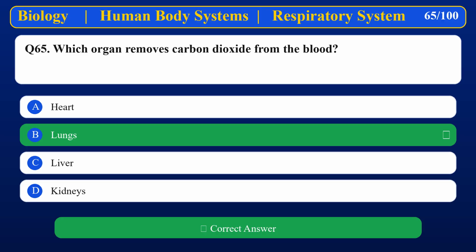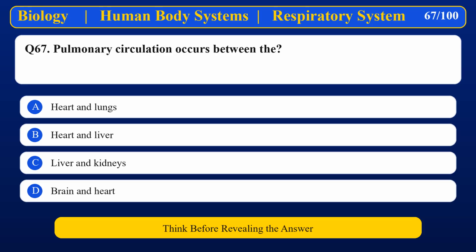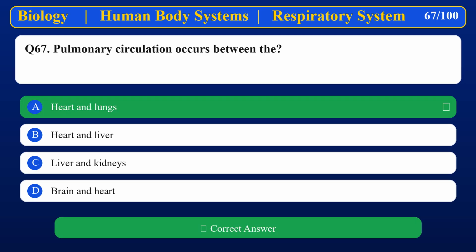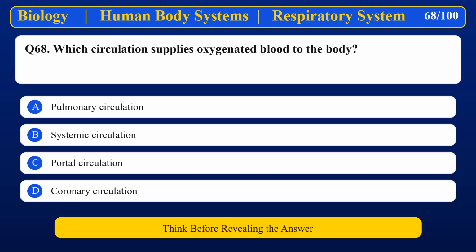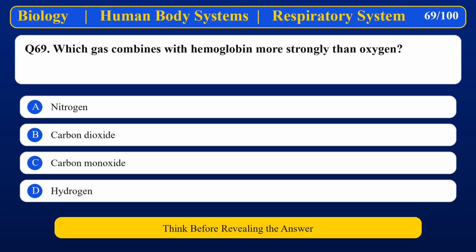Which organ removes carbon dioxide from the blood? Lungs. Which side of the heart pumps blood to the lungs? Right side. Pulmonary circulation occurs between the? Heart and lungs. Which circulation supplies oxygenated blood to the body? Systemic circulation.